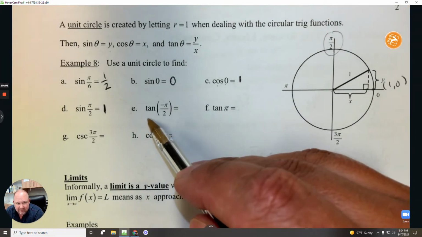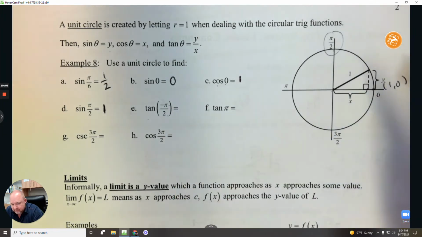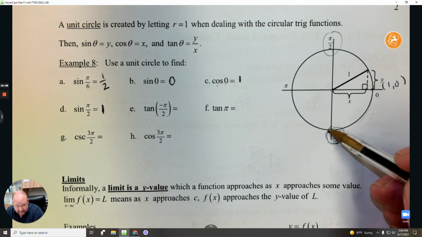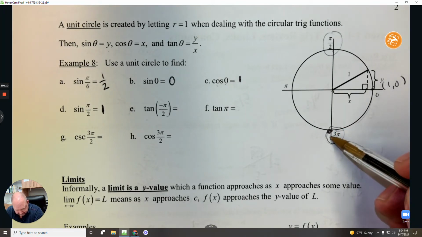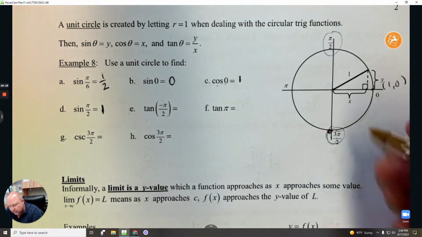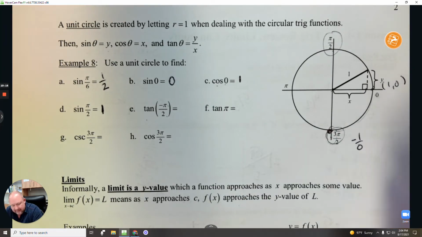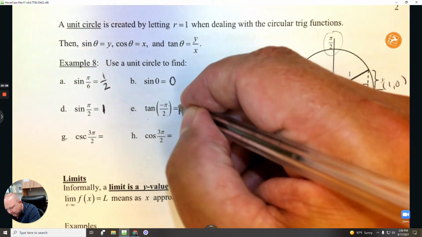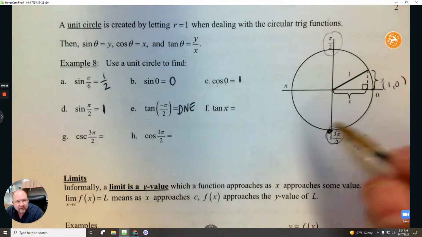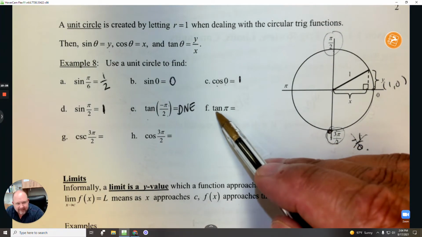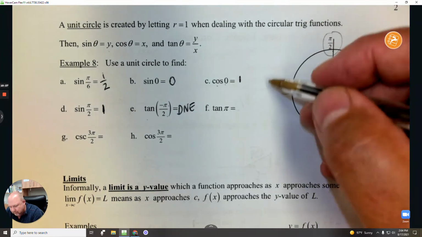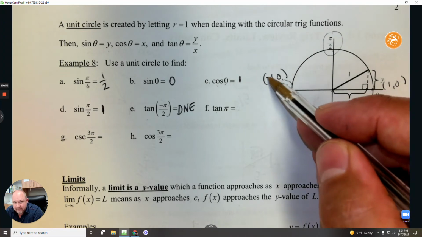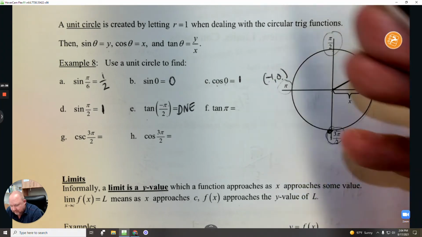What's the value of tangent at negative pi over 2? You go clockwise. It's here at the bottom, negative pi over 2. What's the point down here? 0 and negative 1. Tangent is y over x. So when you do this, you divide by 0. This one is undefined or doesn't exist. The value of tangent at pi: that point is negative 1, 0. So when I go y divided by x, it's 0 divided by negative 1. That's 0.